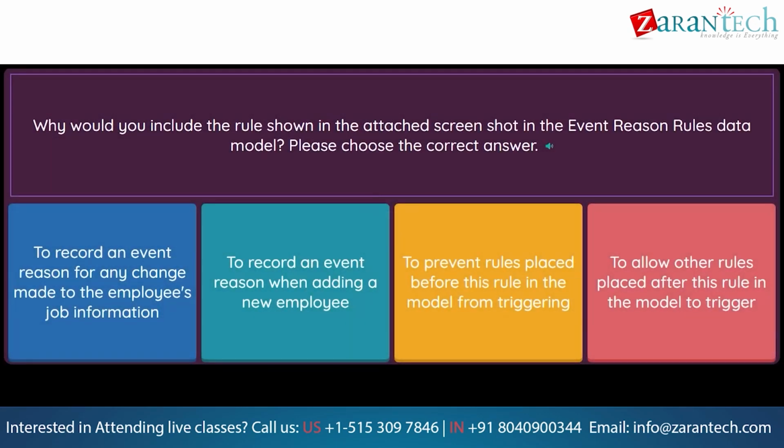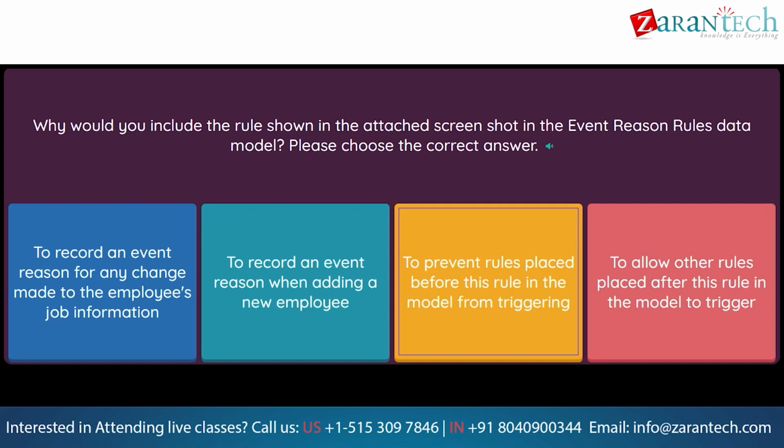Question: why would you include the rule shown in the attached screenshot in the Event Reason Rules data model? Please choose the correct answer. Option 1: to record an event reason for any change made to the employee's job information. Option 2: to record an event reason when adding a new employee. Option 3: to prevent rules placed before this rule in the model from triggering. Option 4: to allow other rules placed after this rule in the model to trigger.